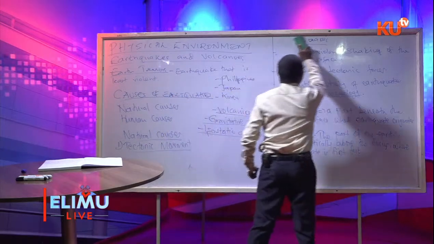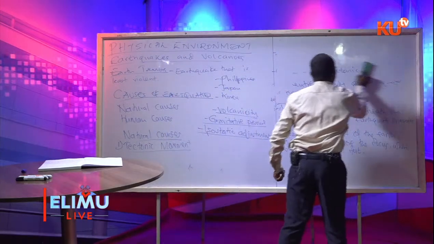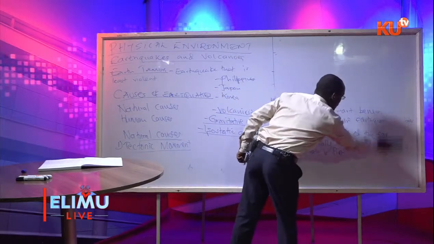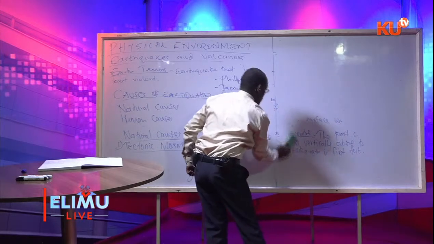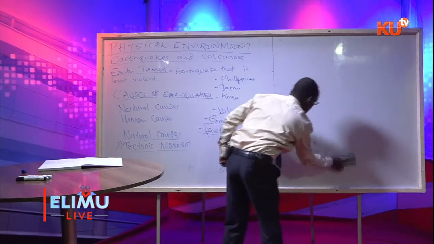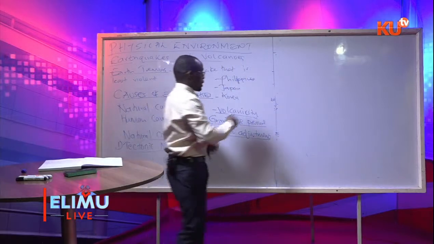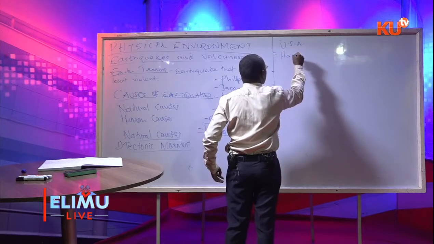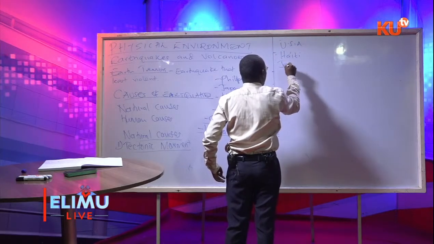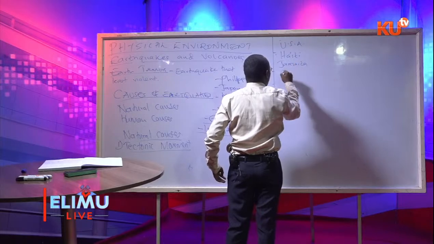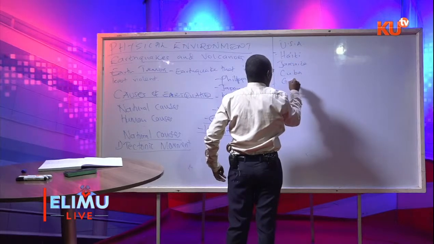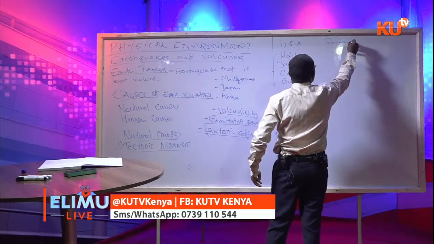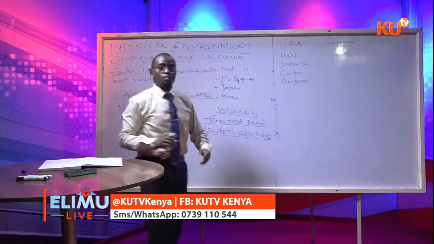we have some other countries around the Caribbean, and the Caribbean is a region around Central America, whereby there are several islands. And therefore we have countries like USA, Haiti, Jamaica, Cuba, Guyana, Suriname, and some more countries.